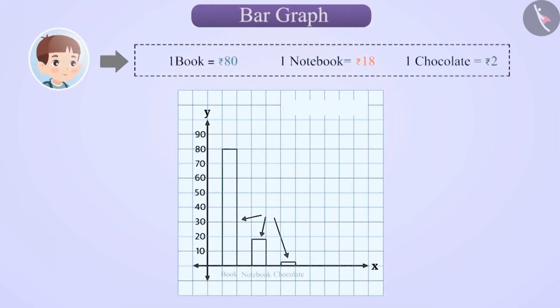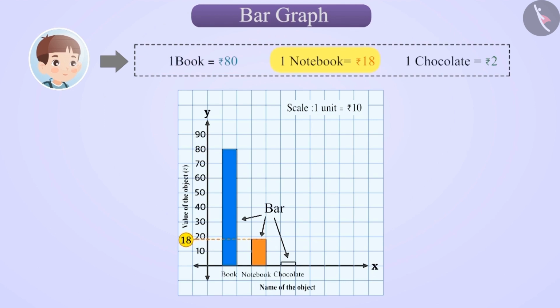The length of the bar represents the given number. Like here, we can say that the first bar denotes the value of the book as rupees 80. The second bar denotes the value of the notebook as rupees 18, while the third bar denotes the value of the chocolate as rupees 2.